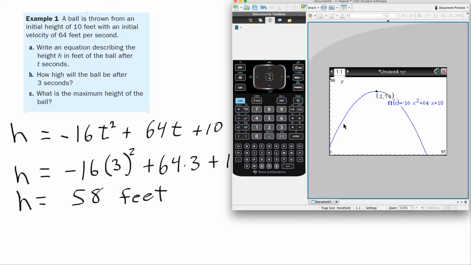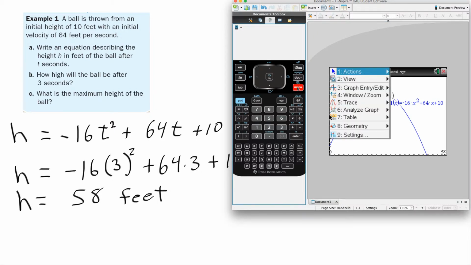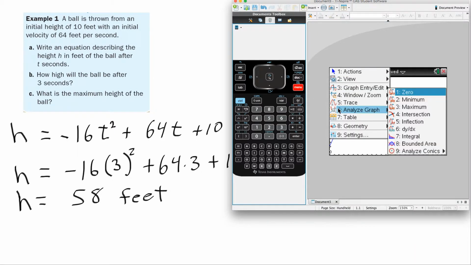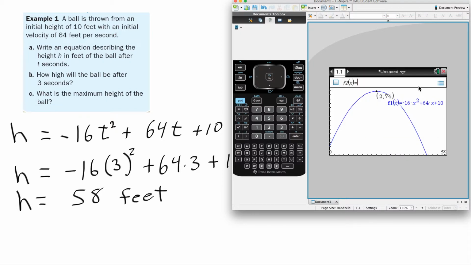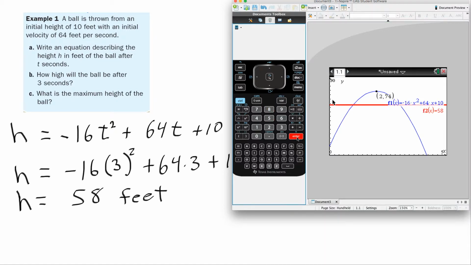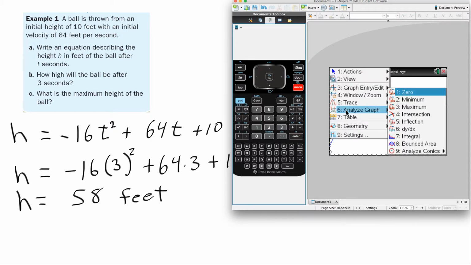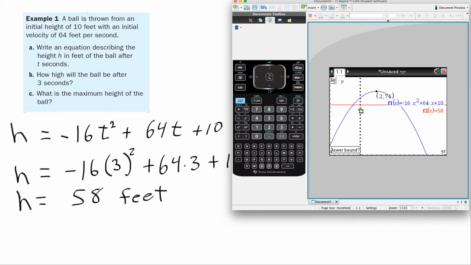Let's verify that and see. Analyze graph. Oh, I need to put in another function. And this is just simply 58. I want a horizontal line at 58, and there I've got my horizontal line. I go back to Menu, Analyze Graph, Intersection, and again it's looking for boundaries. I got my lower bound, my upper bound. I see I have an intersection at 1, 58, which is what we predicted based on symmetry.